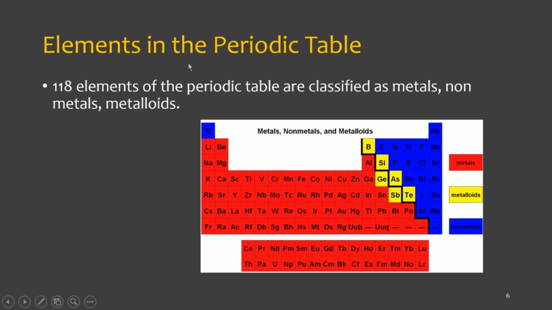Elements in the periodic table. The 118 elements of the periodic table are classified as metals, non-metals, and metalloids. As you can see here, the classification is based on whether it's a metal, non-metal, or metalloid. So here, all these red ones are the metals. These include the alkali metals, alkaline earth metals, and transition metals. And this is the ladder line which separates the metals from the non-metals. Along this ladder line, you have metalloids like boron, silicon, germanium, arsenic, antimony, tellurium. All of these are metalloids. And here we have non-metals. All these blue ones, along with hydrogen, are non-metals. They possess the properties of non-metals.